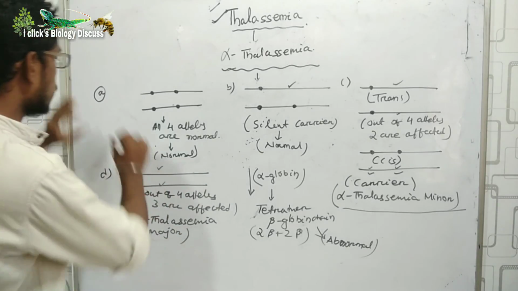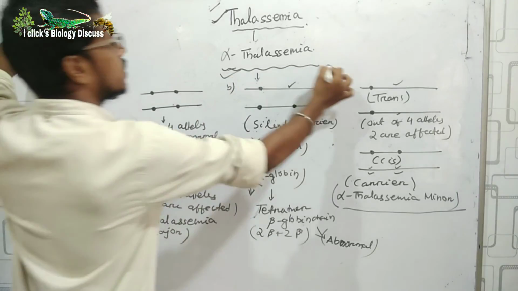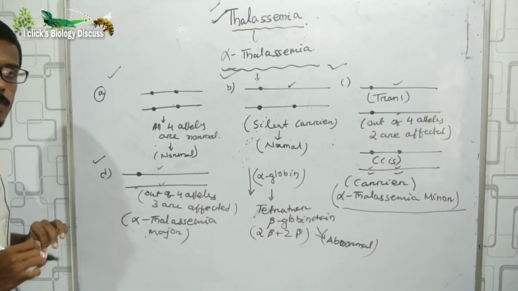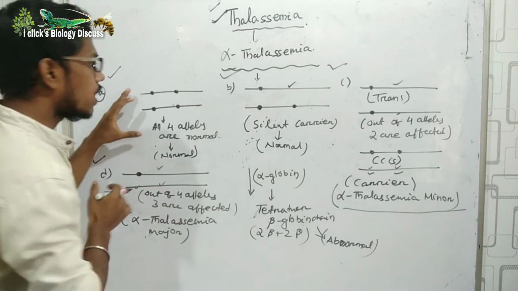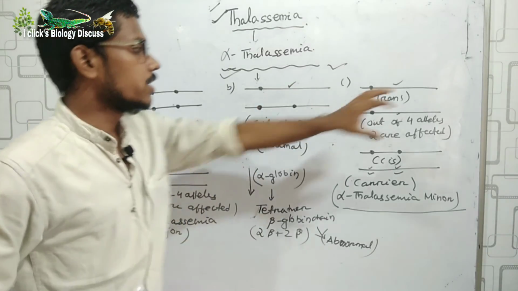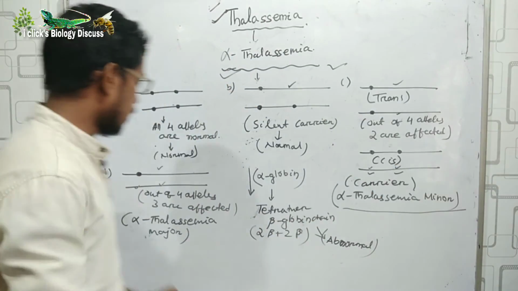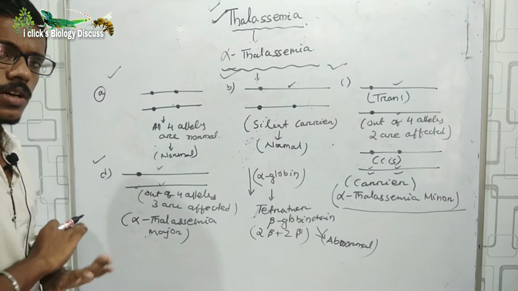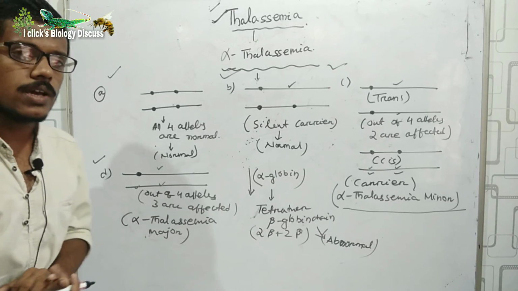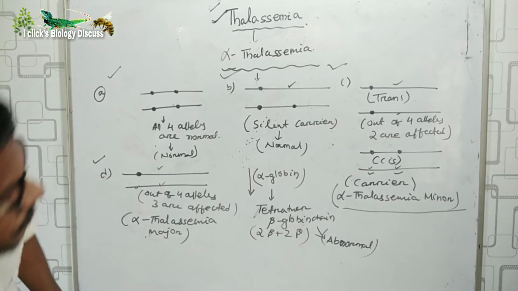Okay, so these are conditions 1, 2, 3 and 4. Another condition may occur. Here one allele is affected, here 2 alleles are mutated, here 3 alleles are mutated. If all the alleles are mutated, what will happen? Let's see here.